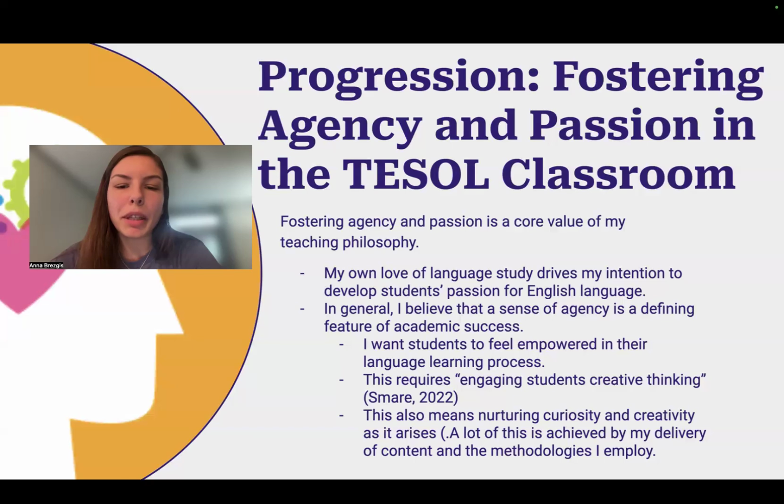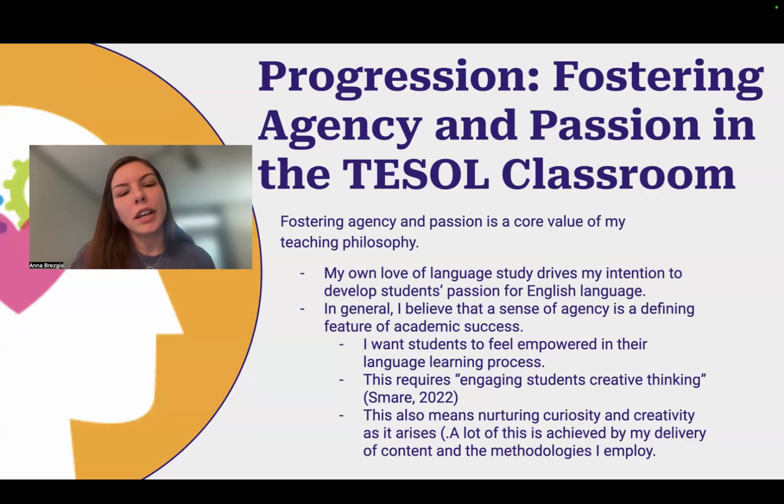In general, I believe that a sense of agency is a defining feature of academic success. When you take ownership of what you're doing and you group it in with your greater purpose in life, you adapt what you're doing in ways that work best for you. That's how you get successful. That's what I think. I want students to feel empowered in their language learning process.